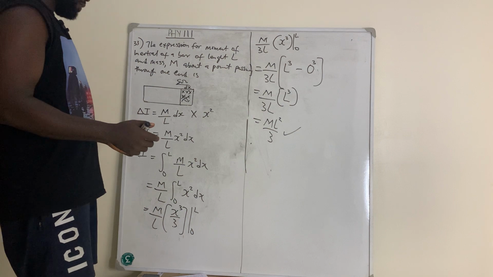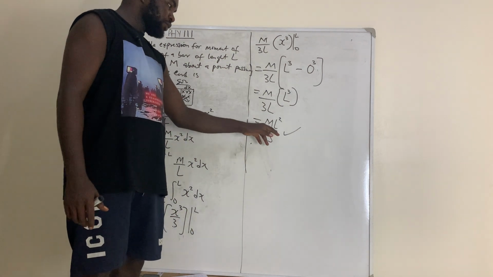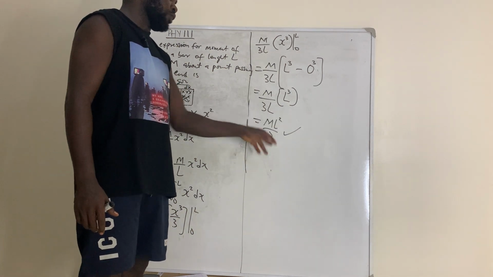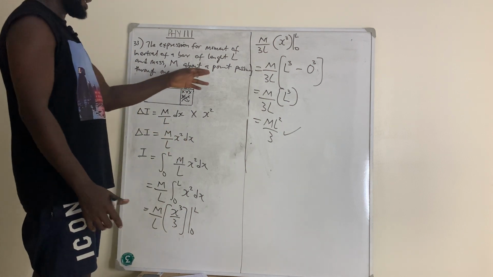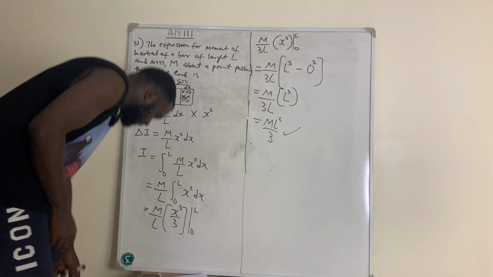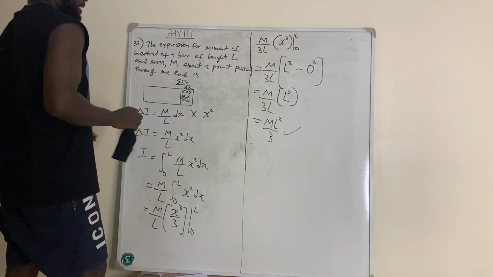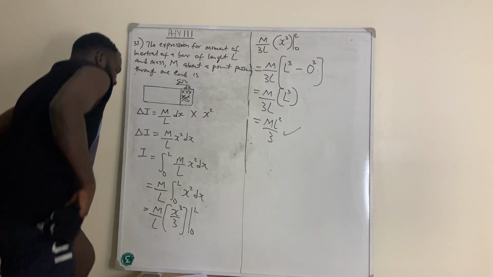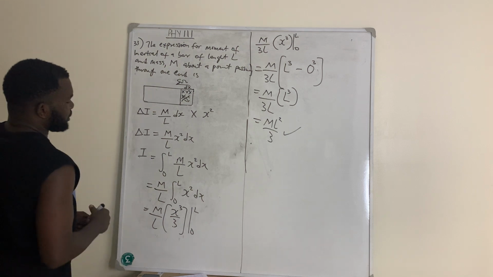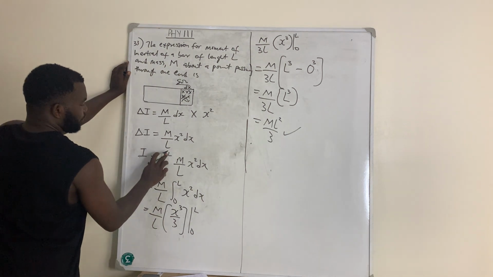So even if you don't know how to get the expression by yourself, the only thing you do is simply know that it is ML squared over 3. That is if it is at one end. But there is a question that does come out in exam, where they will say that it is at the middle. If they say that it is at the middle, the only thing you do is that it is no longer going from 0 to L.